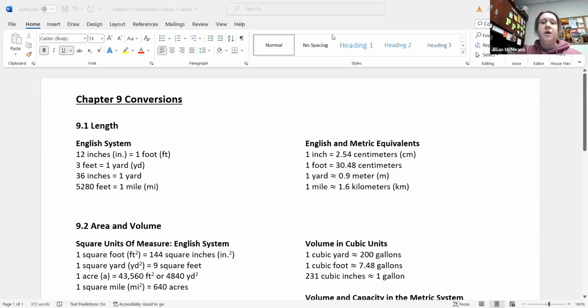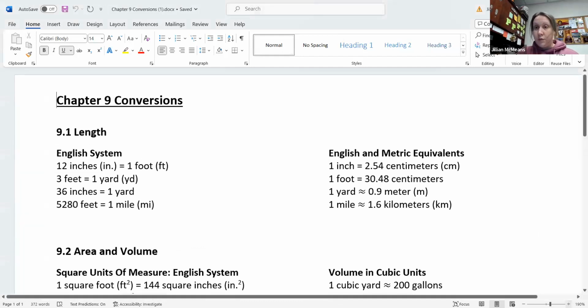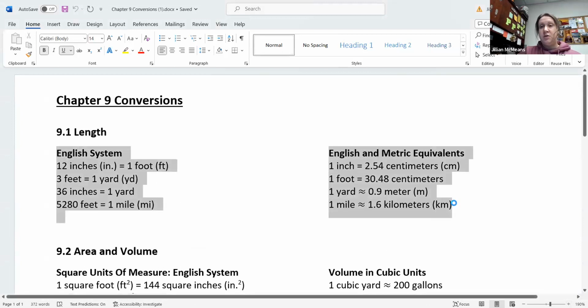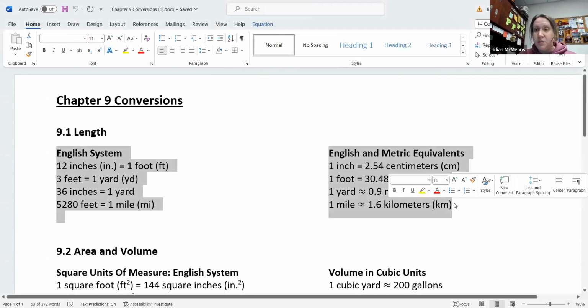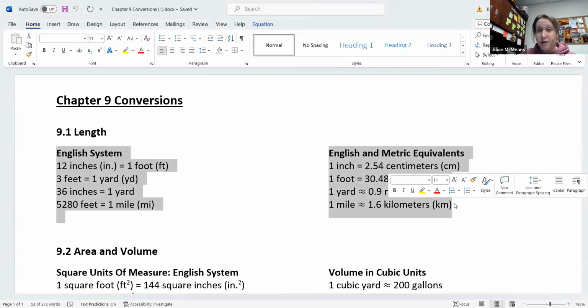But this, let me go back. I think it stopped sharing. There we go. So this is the formula sheet. Everybody's going to get a hard copy of this. I'll have it posted in Moodle, but I'll flip back and forth between this and the whiteboard as I make this video. So when we're talking about the English system of measurement, specifically for length, we're looking at this information right here. The English system of measurement is inches, yards, feet, and miles as far as length is concerned.